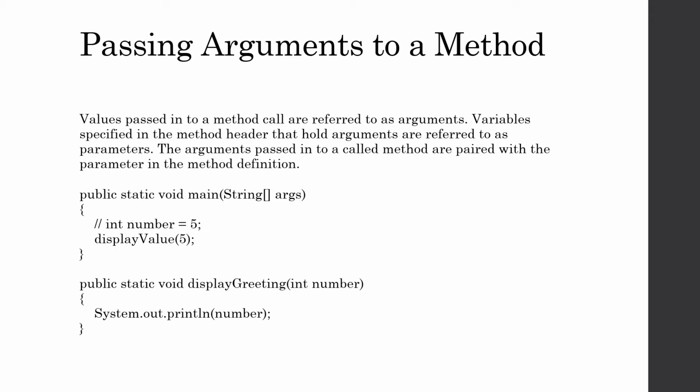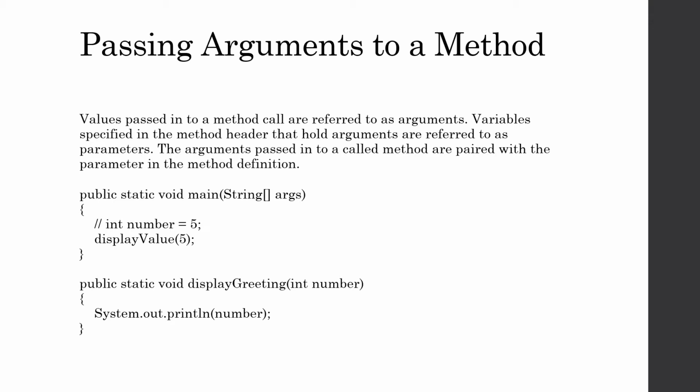So the arguments passed into a called method are going to be paired with the parameters in the method definition, as long as we're maintaining that technical distinction between the two. If we use this example that we have right here, where we are trying to display a value, the name of the method should be display value in both the call and the definition. We'll see this in a moment when we actually put this together.